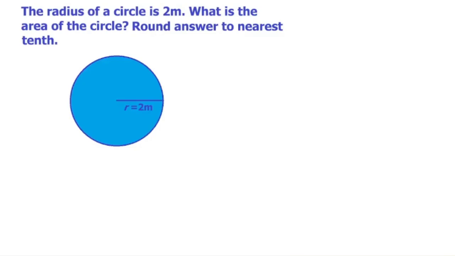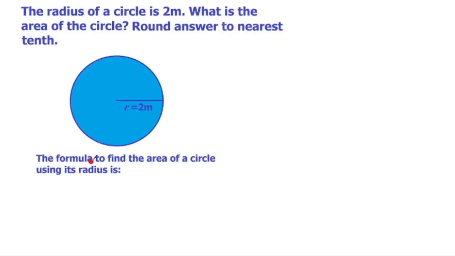In today's video, I'm going to teach you how to find the area of a circle. So if we have a problem like this that says the radius of a circle is 2 meters, what is the area of the circle? Round answer to the nearest tenth. Okay, so we have to round our answer.